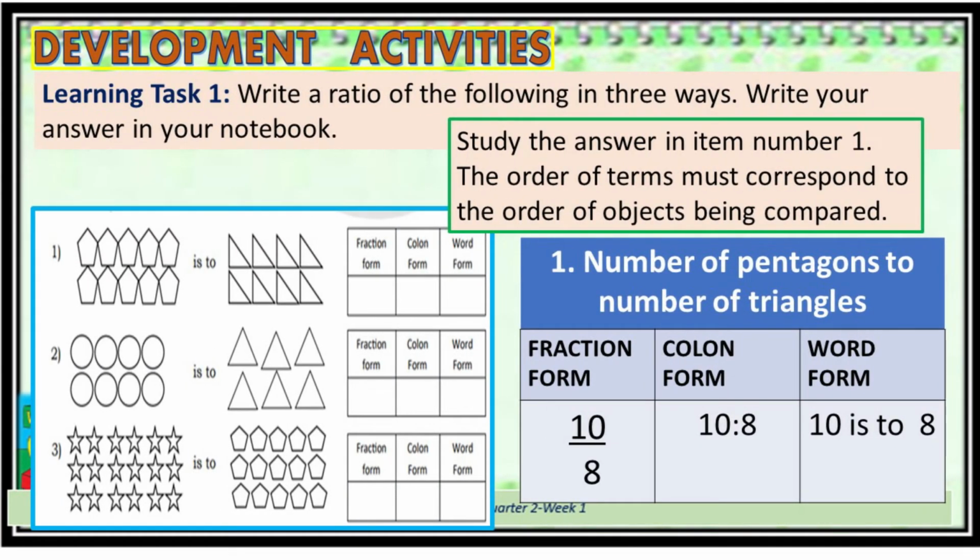Learning Task 1. Write a ratio of the following in 3 ways. Write your answer in your notebook. Study the answer in item number 1. The order of terms must correspond to the order of objects being compared. Change your answer to simplest form if possible.